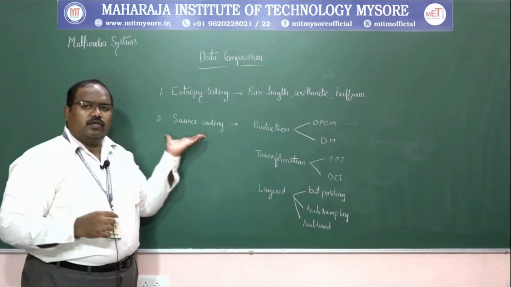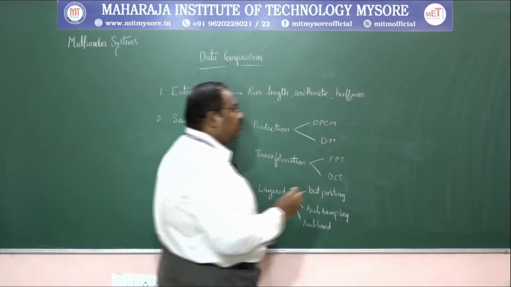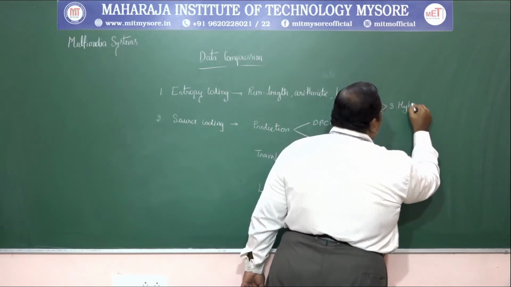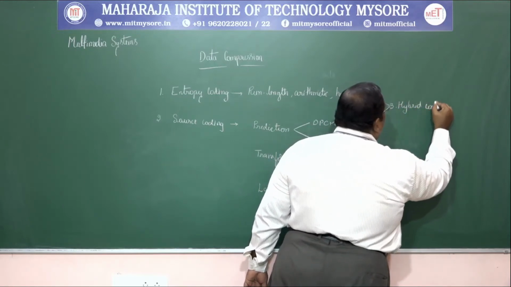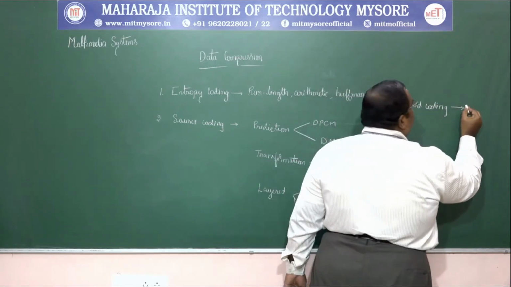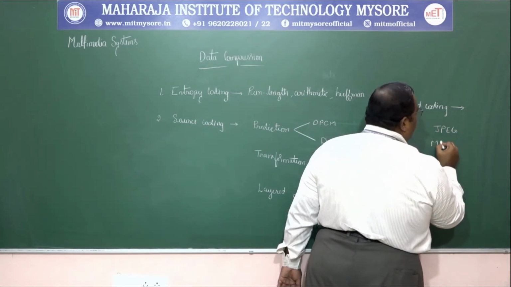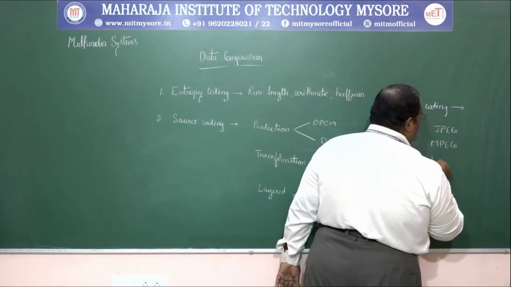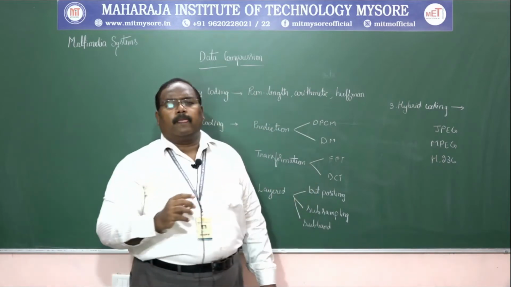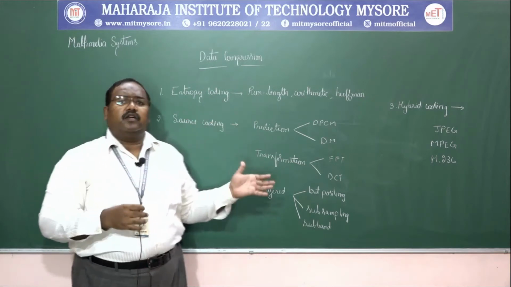So this is about the source coding technique, and we have one more thing in addition to these two, that is the hybrid. Here we discuss JPEG, MPEG, H.236 and many other formats. So these are the different codings.